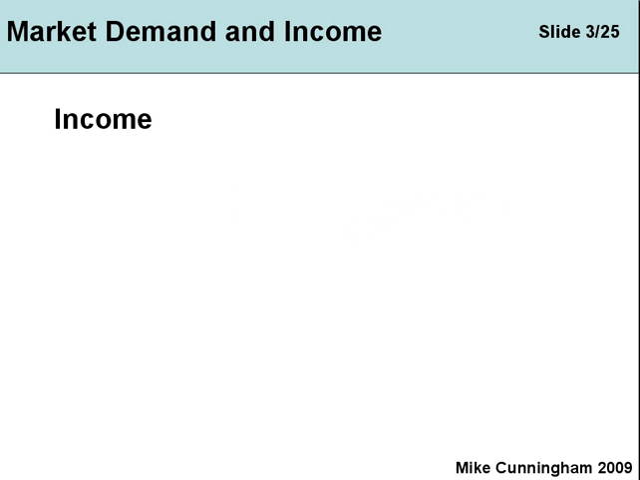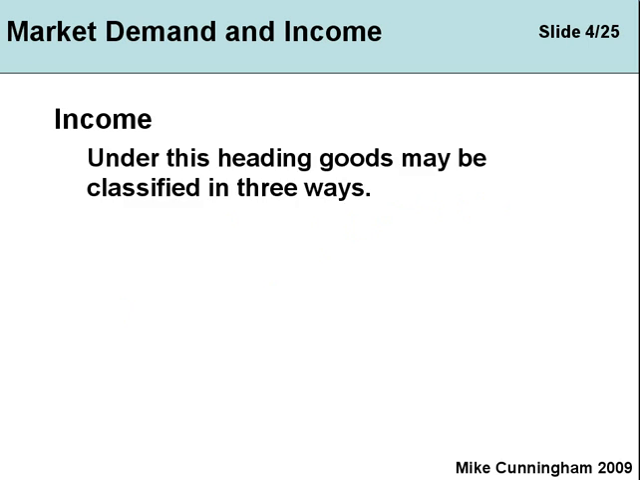So we're going to look at the market demand and income, and under this heading, goods may be classified in three ways. There are three types of relationship when we think of income and demand. The first one is a normal good. It doesn't mean it's normal in any physical sense. It just means it has a particular relationship with income. The demand has a particular relationship with income.